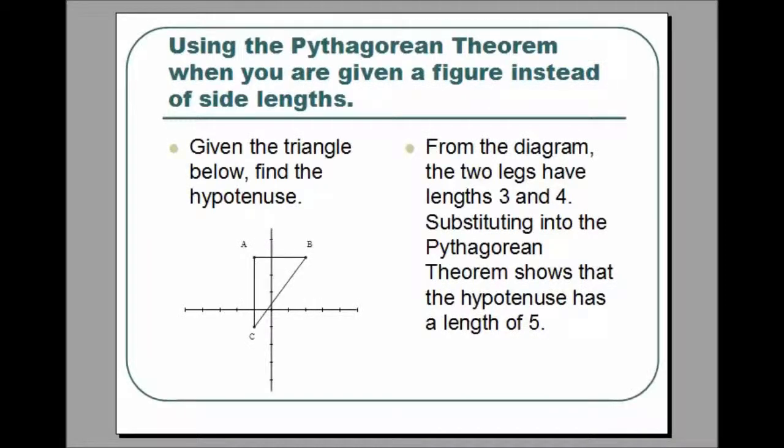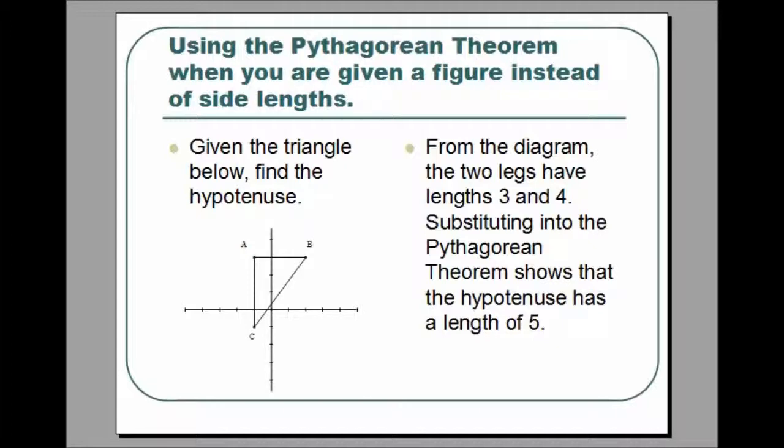Here's a sample problem in which you are asked to use the Pythagorean theorem, but instead of being given the lengths of the legs outright, you are asked to find them by reading a diagram. Look at AB. The y-coordinates of A and B are the same, and we can ignore them because it's a horizontal line. But look at the x-coordinate of A. It's -1, and the x-coordinate of B is 2. To find that distance, we can subtract: 2 minus -1 is 3. Hence, AB has a length of 3.